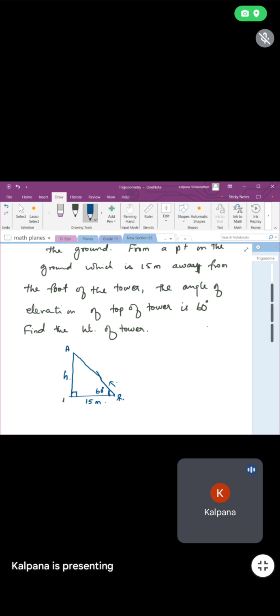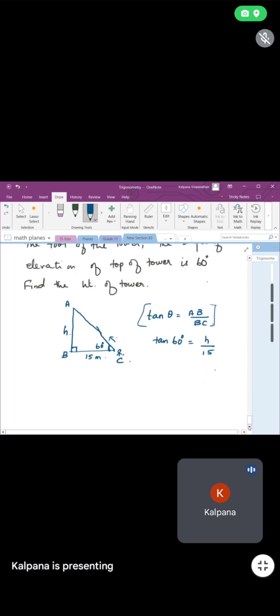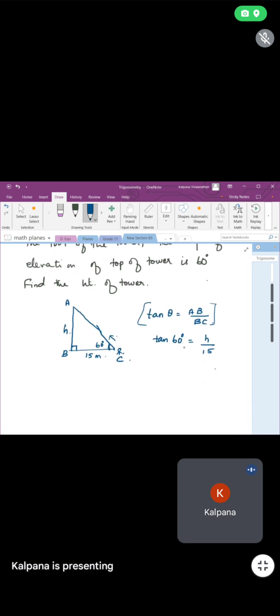First name your diagram. Whatever diagram you do, name it A, B and C. Now tan theta is equal to AB by BC. Here theta is 60 degrees. This is not compulsory, just for your understanding I have written. So tan 60 is equal to AB, which we have taken as h, by 15. Writing this correctly, you'll get one method mark. The value of tan 60 also you have to write correctly. What is tan 60? Root 3 is equal to h by 15. So what is h?